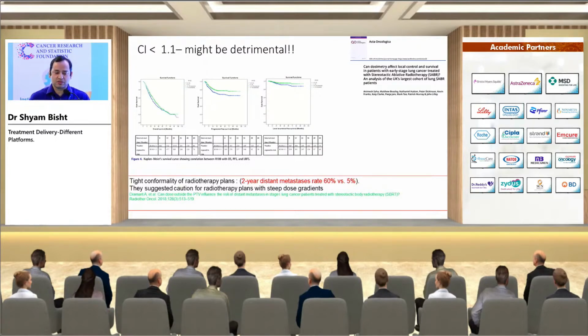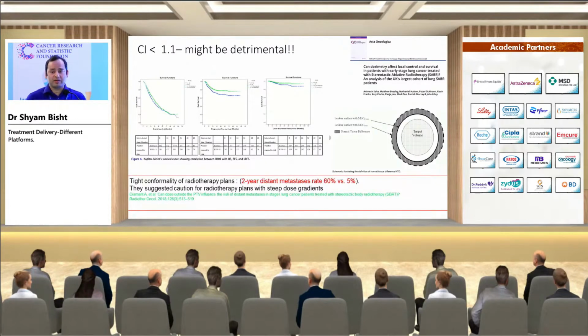Why? There are two articles you can see. The first one has shown that if the conformity index is more than 1.1 as compared to less than 1.1, there is an improvement in local control, metastatic control, overall control, and survival. So it may sound slightly odd that poorer conformity is having improved control. In the second trial, published in the Green Journal, the authors have shown that if there is a very tight conformity of the plan, the 2-year distant metastatic rate was 60% versus a very less conformal plan having 5%. So they suggested caution for radiotherapy planning with steep dose gradients. The reason is that when we are using a slightly less conformal plan, there is, like in this red circle, the gray zone that is going to eradicate the micrometastasis. So a very tight conformal plan might be detrimental.